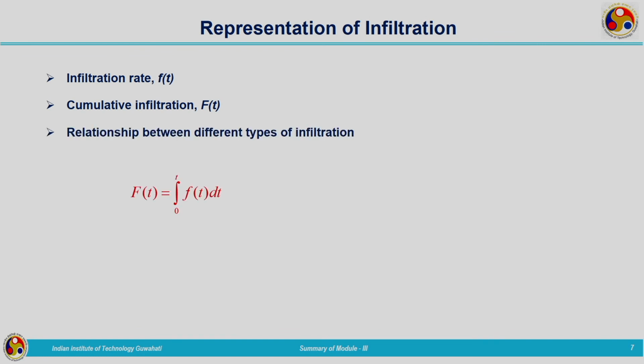The relationship is given by F of t, the cumulative infiltration, equal to the integral of f of t dt within the limits 0 to t. So, how much is the time elapsed between the beginning and the end? Within those limits, if we integrate the infiltration rate curve, we will get the cumulative infiltration. Or if we have the cumulative infiltration with us, we can differentiate it to get the infiltration rate.